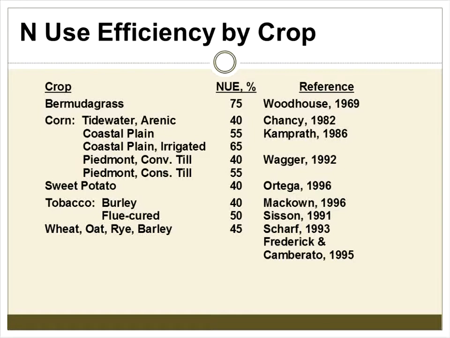Organic soils and sandy soils, which are Arenic soils, do not allow as good nitrogen use efficiency as Coastal Plain soils. Irrigated soils will have better nitrogen use efficiency because water is never limiting. There's some indication that conservation tillage in the Piedmont may actually increase nitrogen use efficiency, although the information is anecdotal. And you'll see that other crops like tobacco, wheat, oat, rye, barley, and sweet potato tend to have lower nitrogen use efficiency than corn.